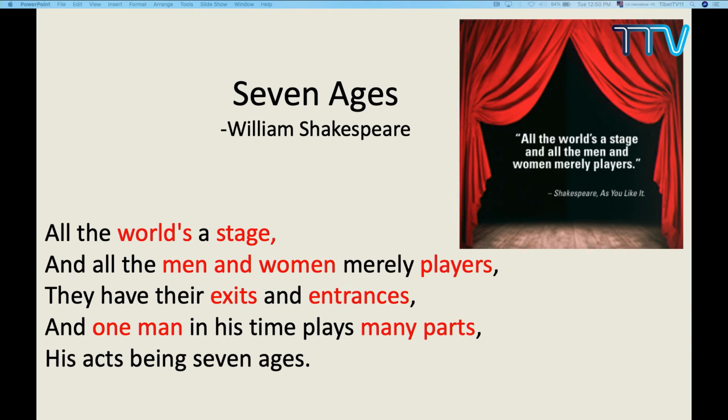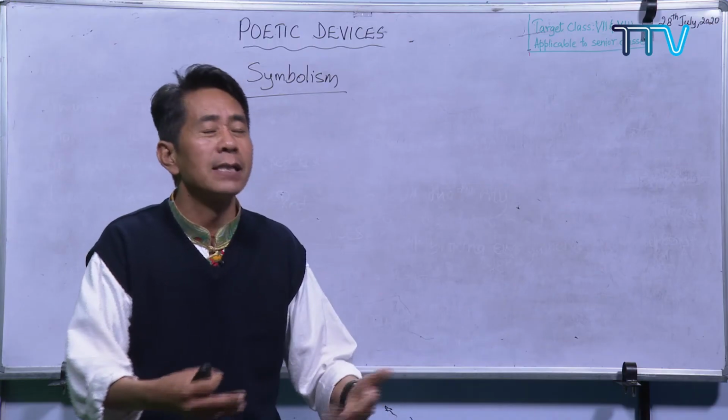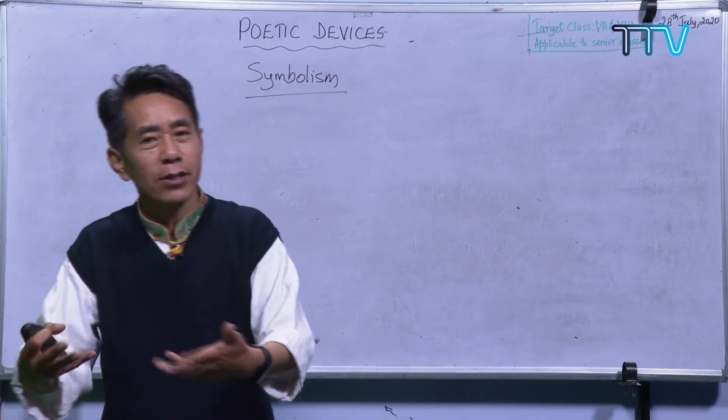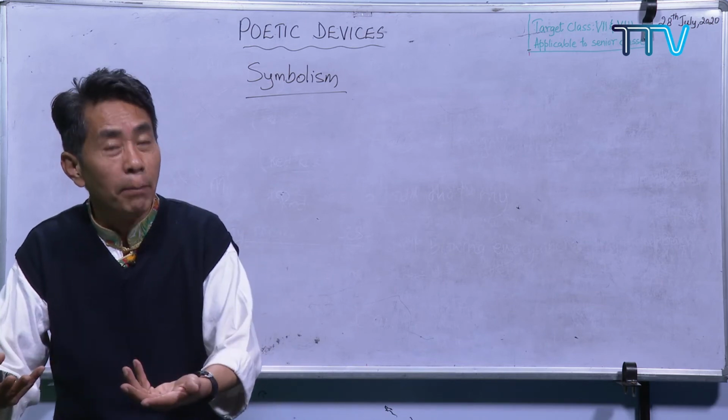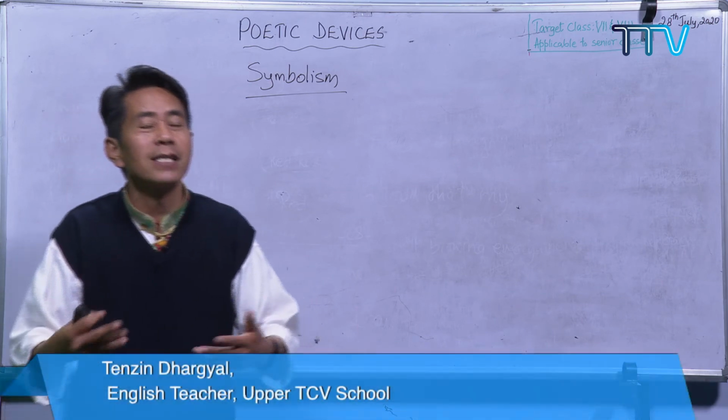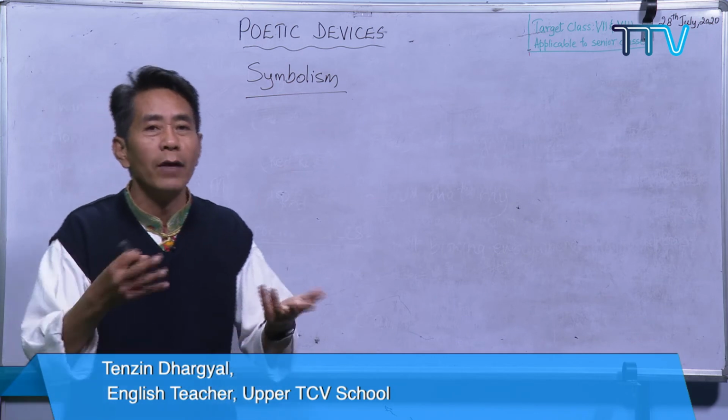Now you have some idea. Entrance means when you first come into this world, you are just entering the world. So this symbolizes our birth, and exit means when your work is done, you go out. Now when we talk about our life, what do we mean by exit? We talk about death. So exit symbolizes death, and entrance symbolizes birth. So you see, this is the symbolism used by William Shakespeare.